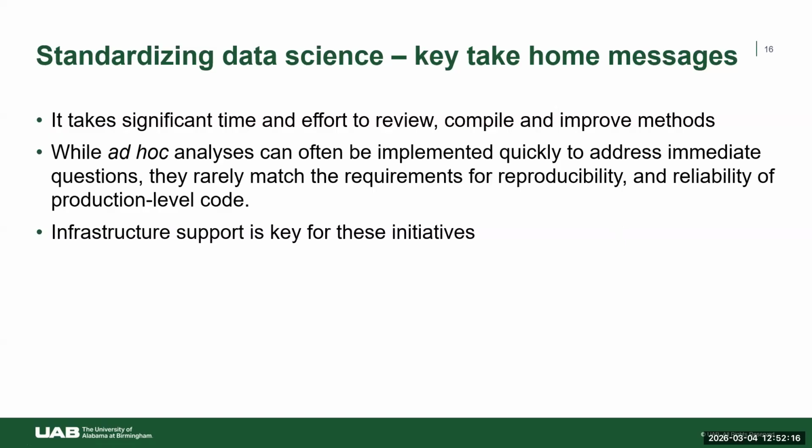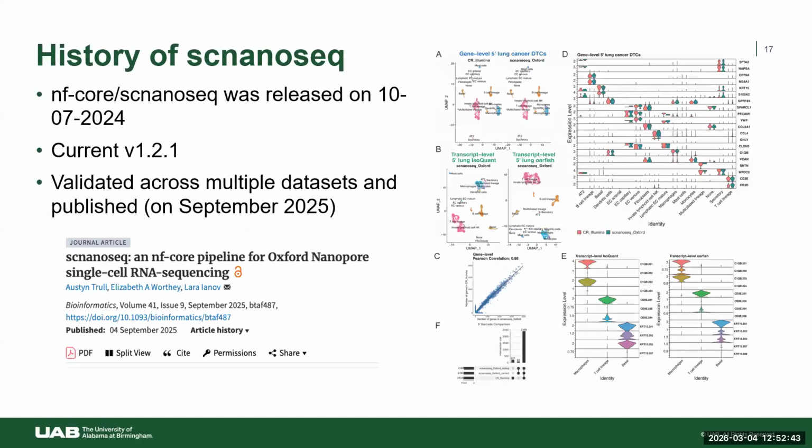So when you make your resource available for others to use, you want to make sure that they can implement it efficiently, and it does take time. This is why I think infrastructure support for these initiatives is important. And I hope that through this effort, we've shown nf-core and other members that UAB has the capacity to pull and lead these initiatives. So that's what I wanted to talk about in the context of the history of scnanoseq.